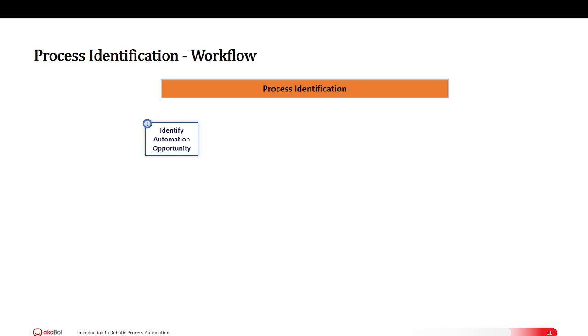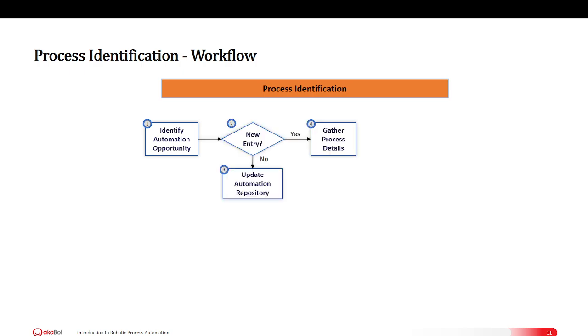First, identify automation opportunity. Is that a new entry? If yes, we need to gather the process details. If that is an already existing entry, then we will update the automation repository. Both step 3 and step 4 will lead into submitting the opportunity to the RPA team.